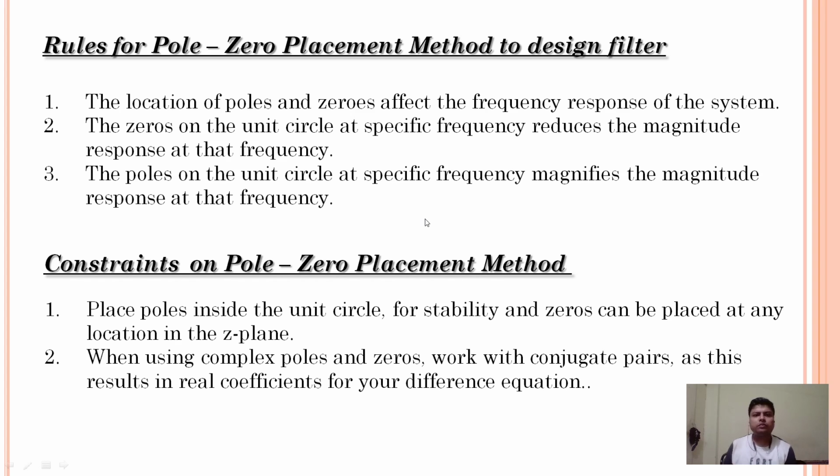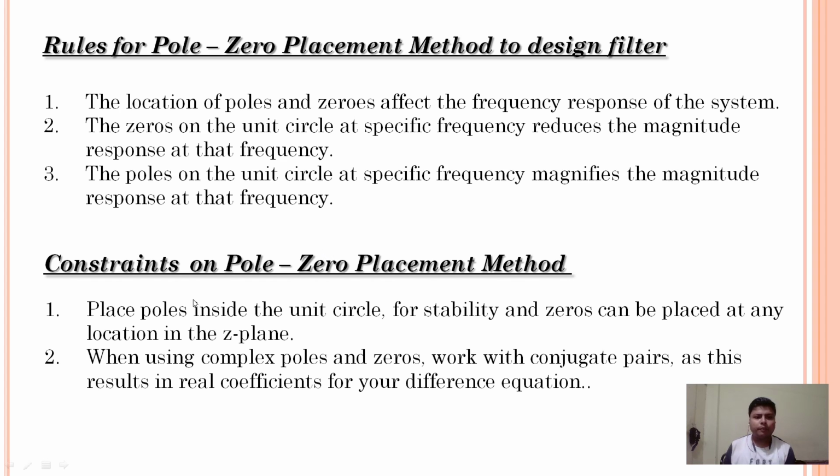So, what are the rules for the pole zero placement method to design a filter? Firstly, the location of poles and zeros affects the frequency response of the system, as discussed in the previous slide, in the form of its transfer function. Zeros on the unit circle at a specific frequency reduce the magnitude response at that frequency. Poles on the unit circle at a specific frequency magnify the magnitude response at that frequency. So from points 2 and 3 we can conclude that poles and zeros have a negative effect on each other. And there are some constraints which are required to be followed while using this method to design a filter.